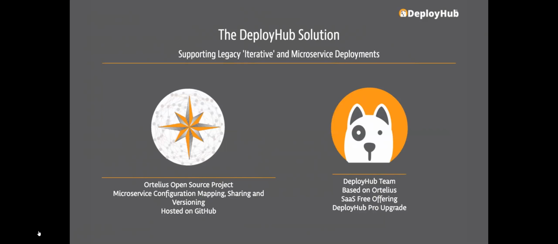Abraham Ortelius created the first atlas. And the Ortelius project is really focused on microservice configuration mapping, sharing, and versioning. It's hosted on GitHub, and we'd love for contributors to join. This is a new project, and we are looking for stars and contributors. DeployHub is based on Ortelius, and it's a free SaaS offering, which means that everything that you're doing right now with CircleCI can be enhanced for free.